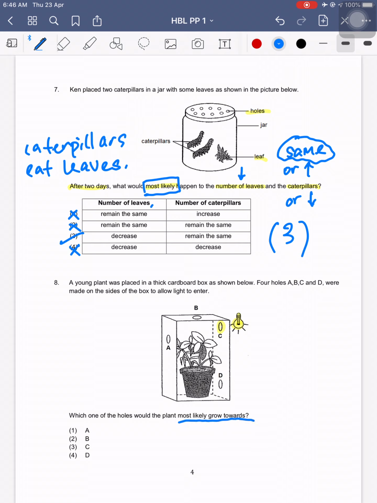Now this is a case of living things responding to changes. So we should expect to see the plant growing towards C. All right, so answer will be 3.